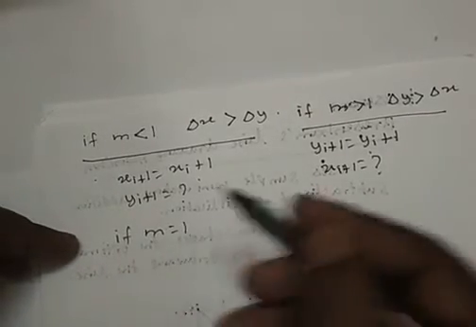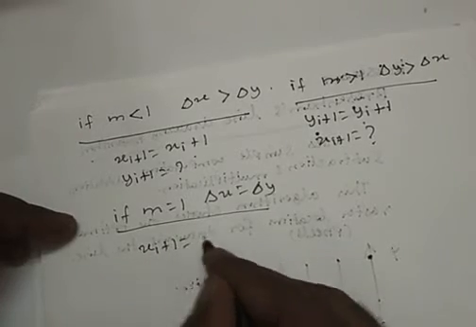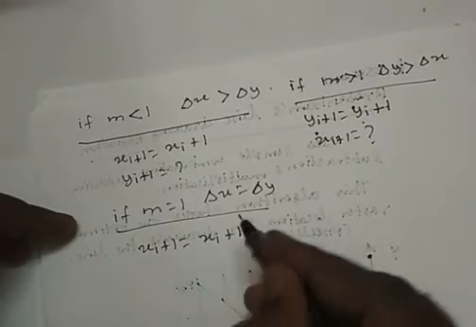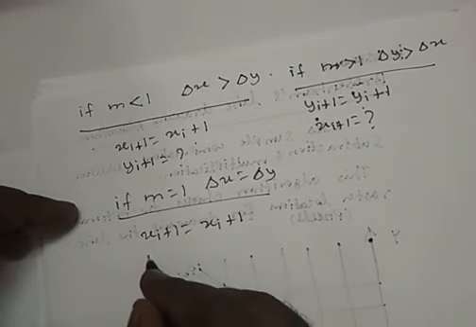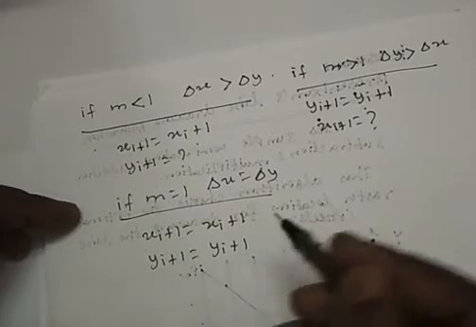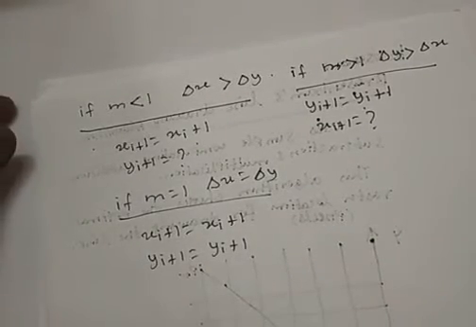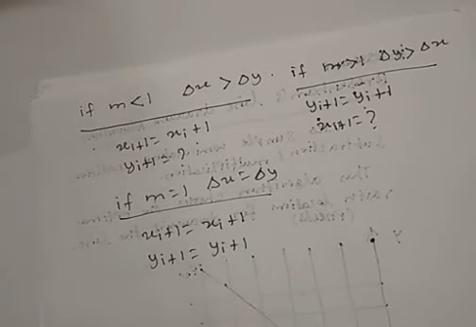Suppose you have m equal to 1, the third case, that means delta x is equal to delta y. In this case, both x and y have to be incremented in unit terms. That means x(i+1) equals xi plus 1, and y(i+1) equals yi plus 1. So this has to be incremented in this order.